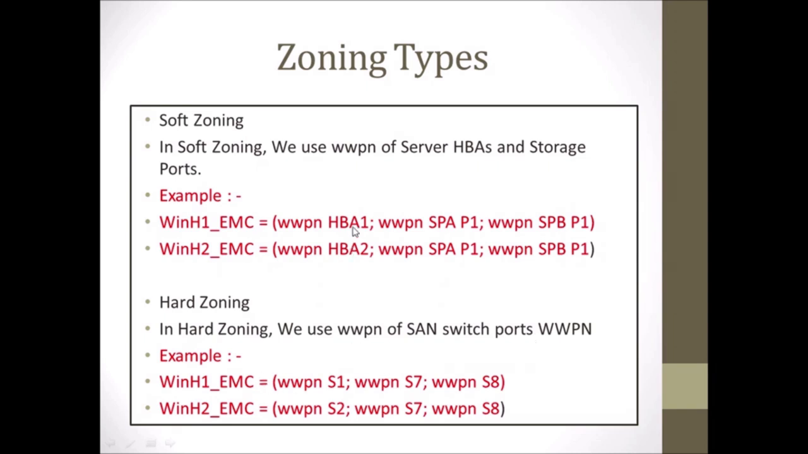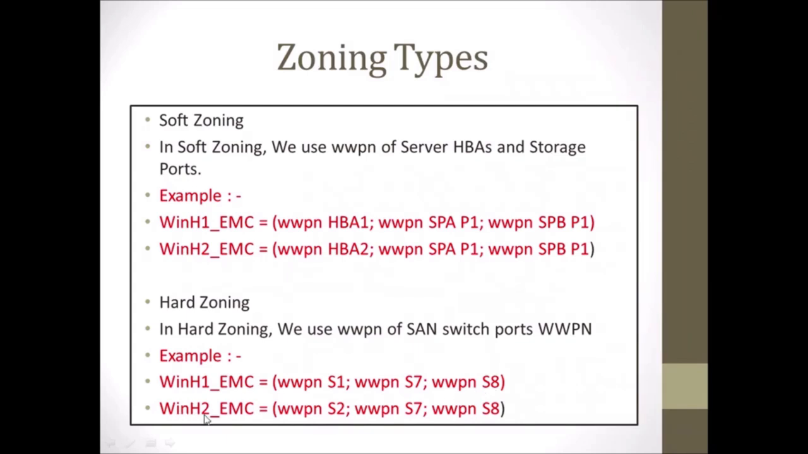Let's say our HBA1 is connected to SAN switch port 1, and let's say the number is S1. In case of a hard zone, our zone name is WinH1_EMC, the same name we are using over here. Only different WWPN numbers are used in a hard zone. Why S1? Because our HBA1 is connected to the first port of the SAN switch. Then SPA P1 is connected to the seventh port of the SAN switch, and SPB P1 is connected to the eighth port of the SAN switch.